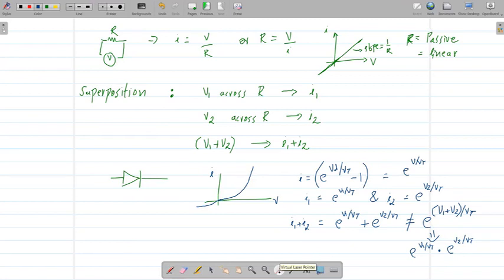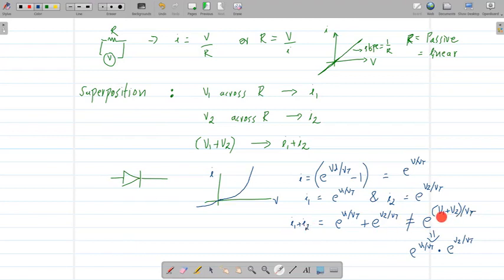In the case of a resistor, if I have a voltage V1, it gives I1, V2 gives I2. If I add V1 plus V2, then the current I get is I1 plus I2. In the case of a diode, that does not work, because the relationship is non-linear, it's exponential. If I have a current I1 due to V1 and a current I2 due to V2, where V1 and V2 are voltages applied across the diode, then I1 plus I2 is given by the sum of these two exponentials, and that is not equal to exponential of V1 plus V2 over Vt. So superposition is not met.